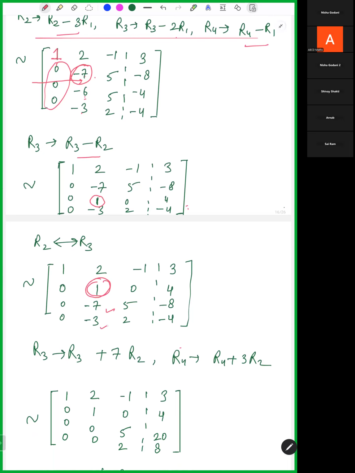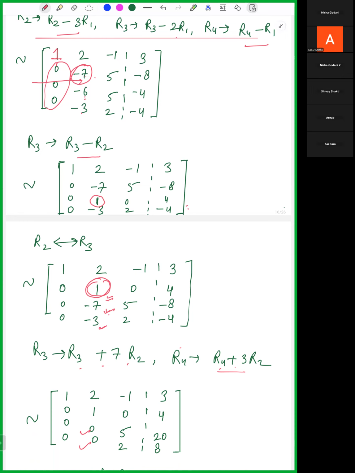So now we have here 1. It will help to make this minus 7 and minus 3 zero by applying this operation in R3. If you apply the operation R3 plus 7 R2, and in R4 if you apply R4 plus 3 R2, then it is very easy to have zeros here. So you have zeros. Okay, so you have to apply these operations very carefully.